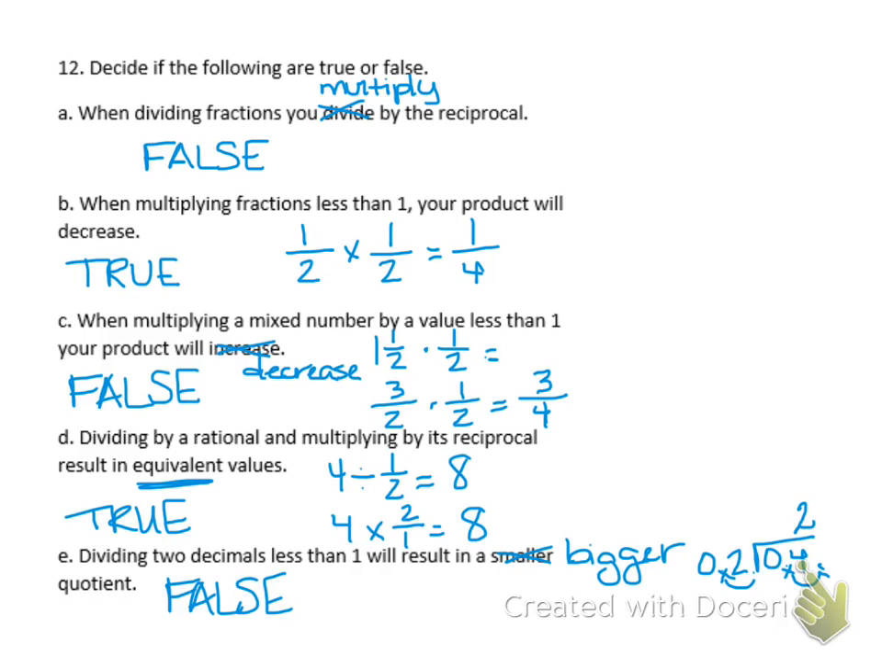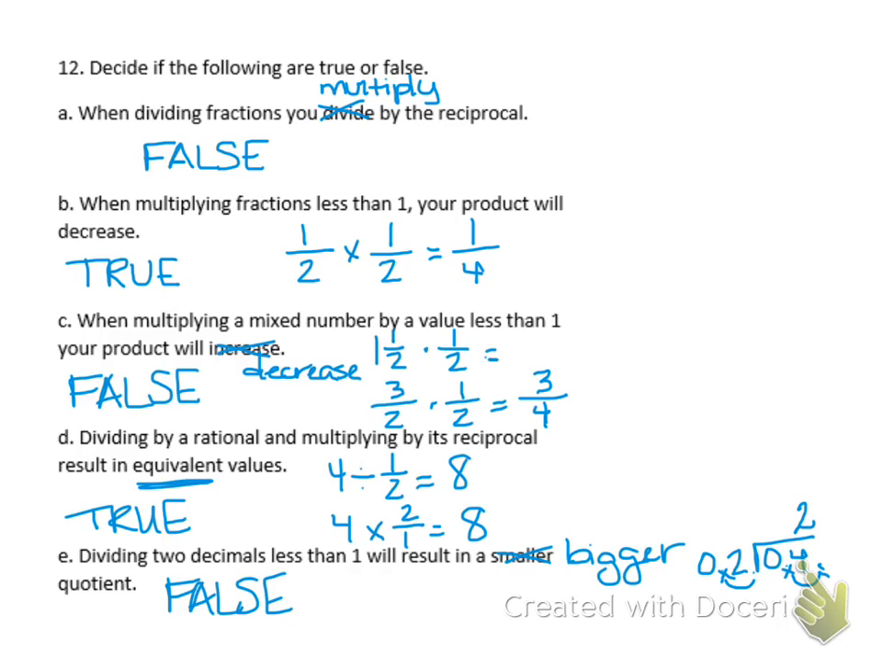Alright, so here are your answers for number 12. I'm going to go ahead and just go through them with you really quickly. Number 12 says, decide if the following are true or false. So A says, when dividing fractions, you divide by the reciprocal. Remember that when we're dividing fractions, we actually have to multiply by the reciprocal, because we do keep, change, then flip. So that is false.